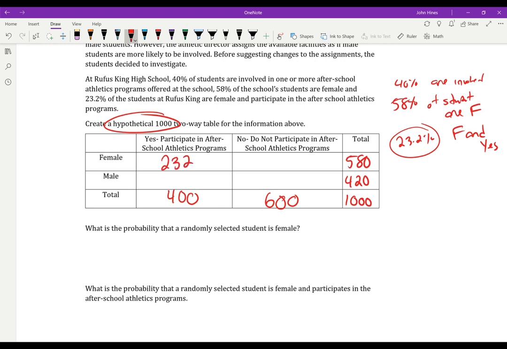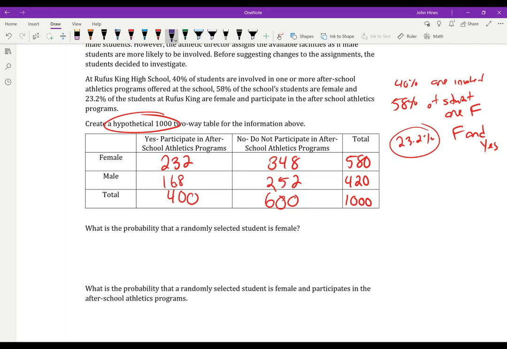So now we can quickly fill in these missing pieces. 348. I subtracted 580 minus 232 to get that number. I can subtract to get total male yeses. 400 minus 232 is 168. And then 600 minus 348 is 252. And just as a double check, I can add across and I get 420, so we're good.